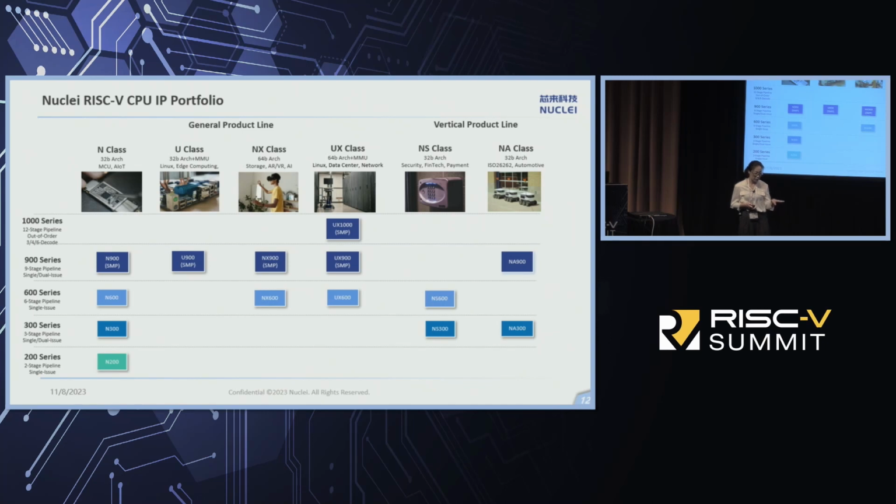Right now, here is our IP portfolio. We have 4 general product lines and 2 vertical product lines.